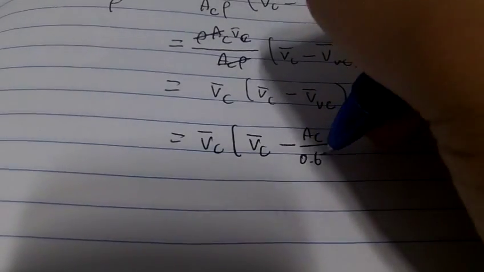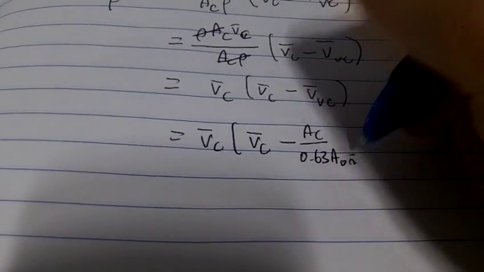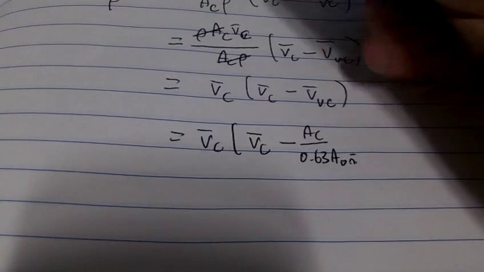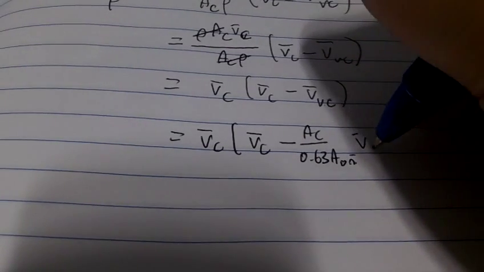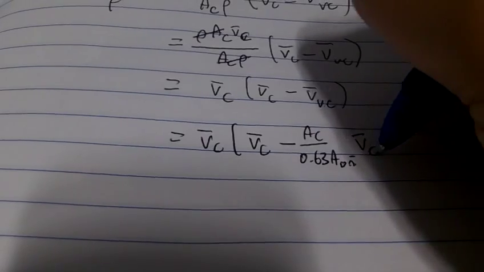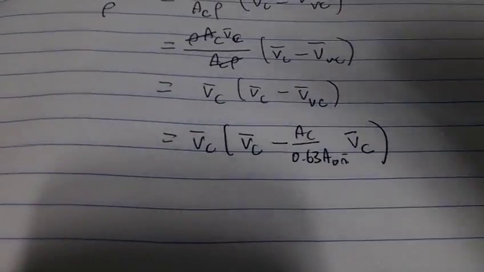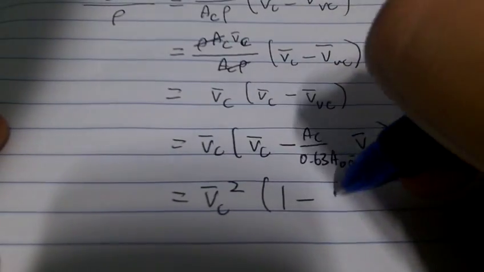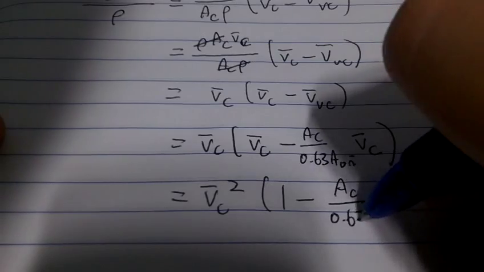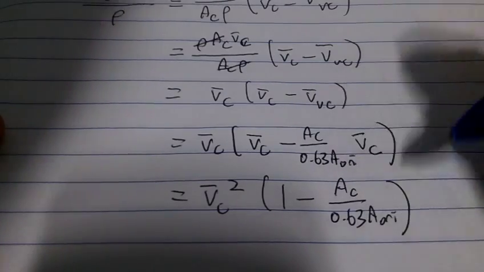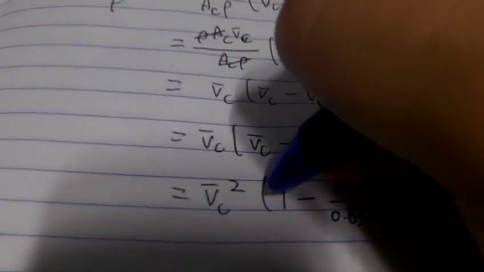So that is simply V times V_C minus, or times V_C minus A_C over 0.63 A_orifice times V_C. Let's take the common term out, and we'll have something like this. Okay?